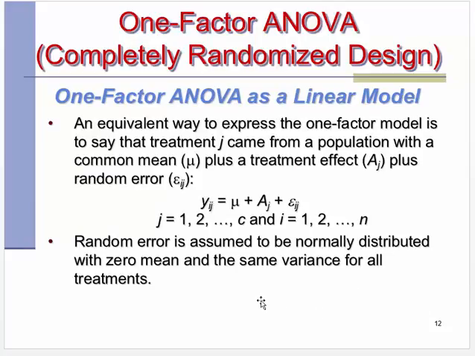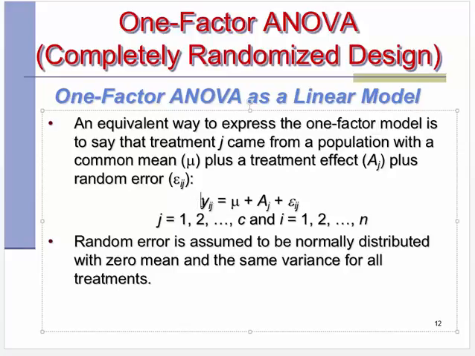We can also look at a one-factor ANOVA as a linear model. An equivalent way to express the one-factor model is to say that the treatment j came from a population with a common mean plus the treatment effect Aj plus random error. So for this dependent variable Y, its values come from the common mean mu plus a factor of A, that's the treatment effect.